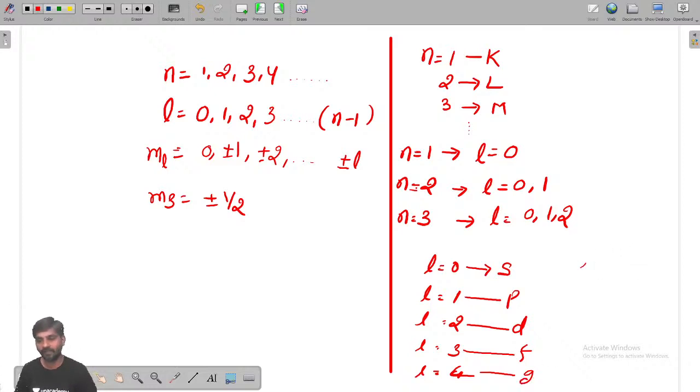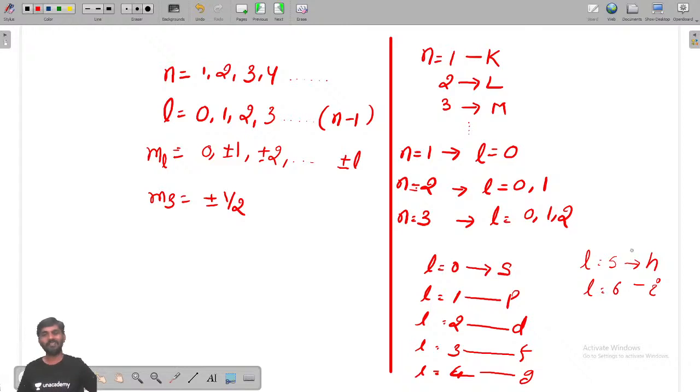If L is equal to 5, tell me, what will you get? H. If L is equal to 6, what will you get? I. Probably you might only know SPDF, but here, for L is equal to 4 you get G, for L is equal to 5 you get H, and for L is equal to 6 you get I.